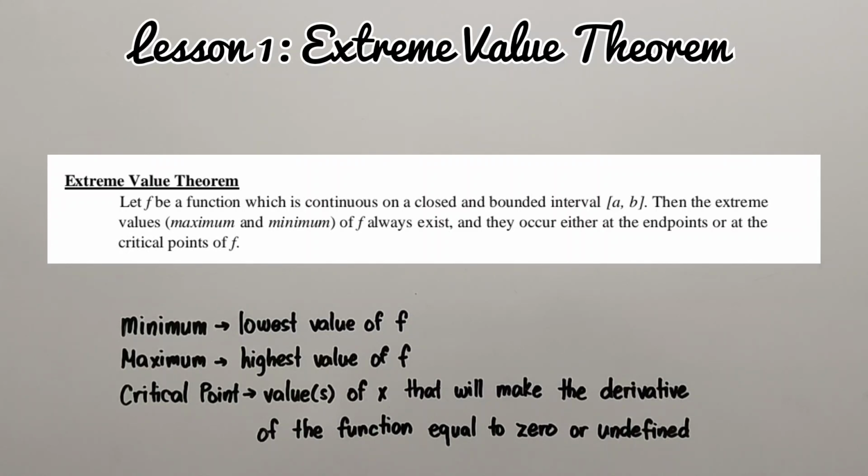When we say minimum, this is the lowest value of the function. Maximum, on the other hand, is the highest value of the function. And when we say critical point, these are the values of x that will make the derivative of the function equal to 0 or undefined.